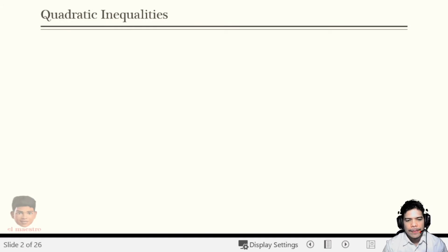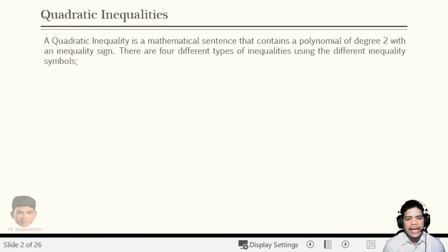Okay, so quadratic inequalities. A quadratic inequality is a mathematical sentence that contains a polynomial of degree 2 with an inequality sign. Notice, it's the same thing as the quadratic equation, degree 2. The difference is the inequality sign. So what are the 4 types of inequality, using the different inequality symbols?